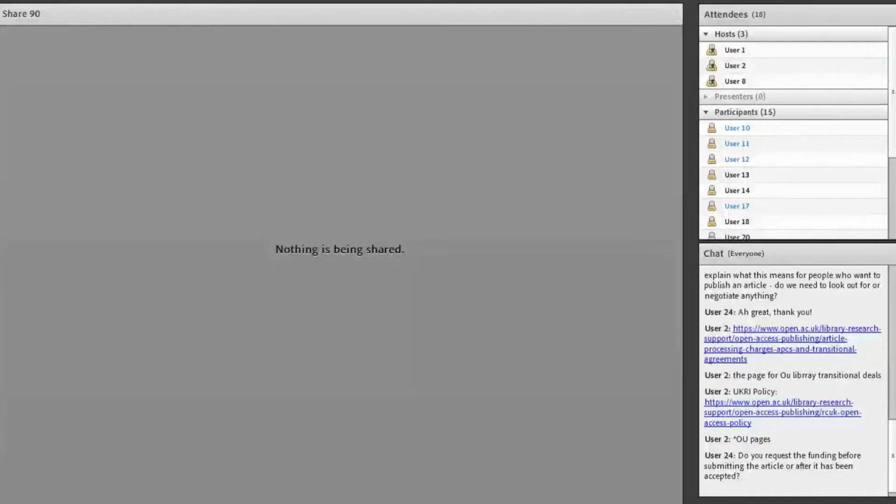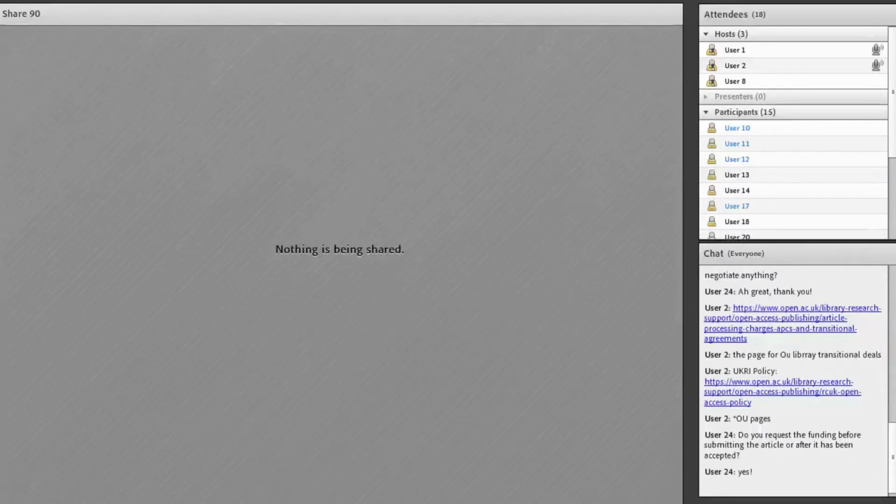Thanks, Yvette. We've got a question here. Do you request the funding before submitting the article or after it has been accepted? Are we talking about UKRI funding, or are we talking about the transitional deals?